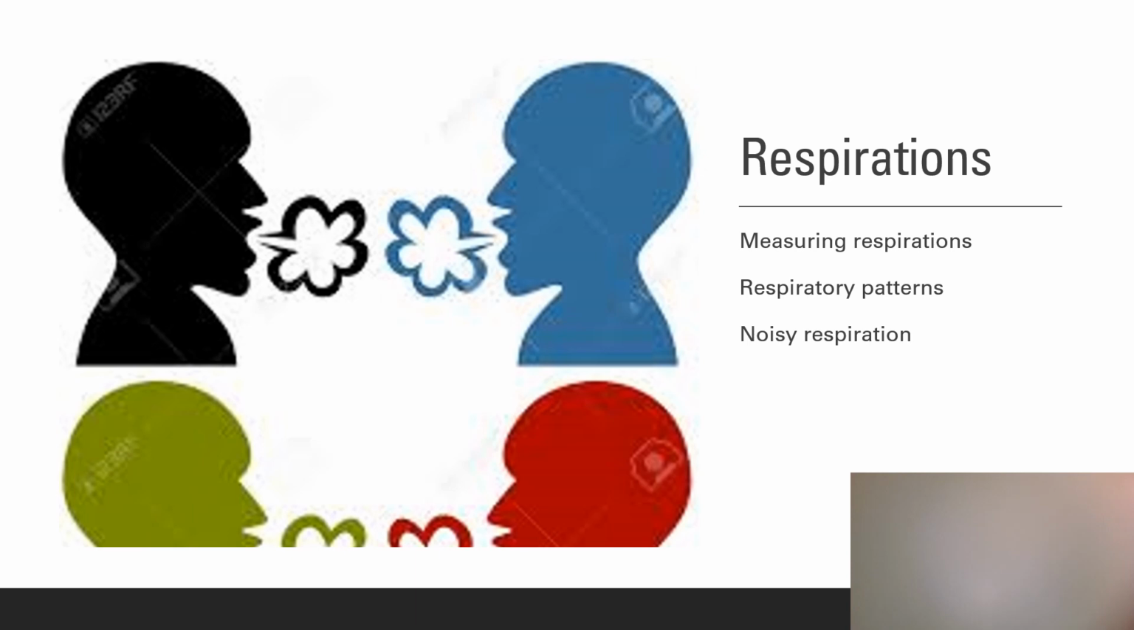Respiration should be counted for 30 seconds and then multiplied by 2. A normal rate for a healthy adult is 12 to 20 breaths per minute. In the case of a very ill client or one that has irregular respirations, we would count for a full minute. Increased levels of carbon dioxide or low levels of oxygen in the blood can cause an increase in the respiratory rate.